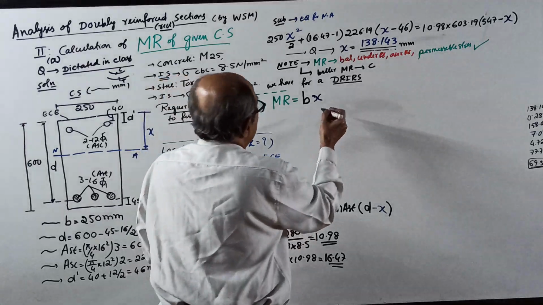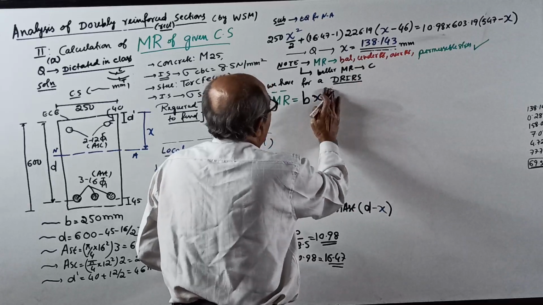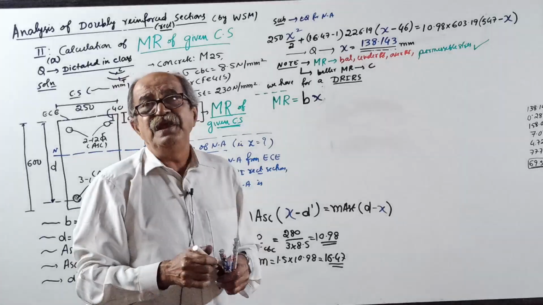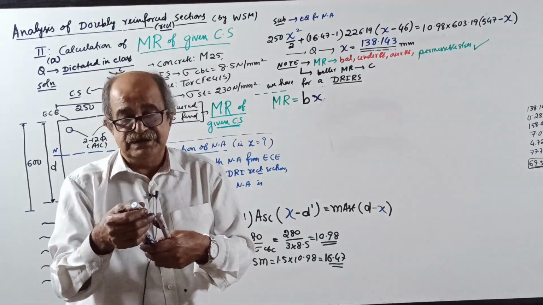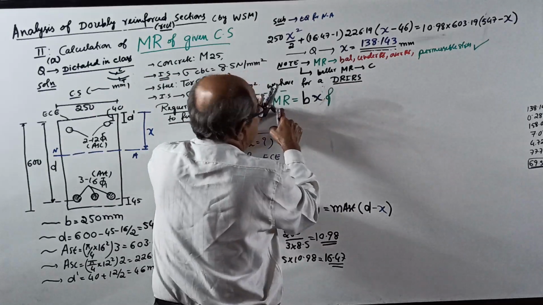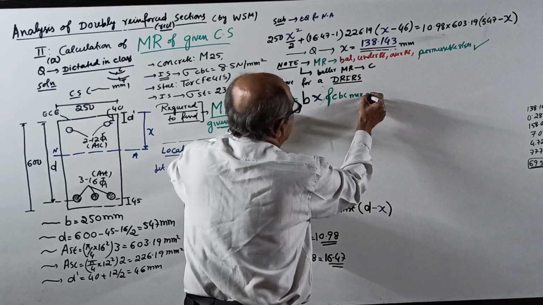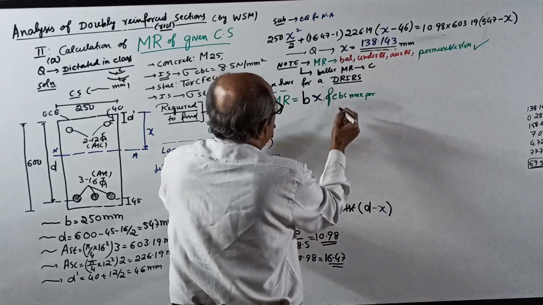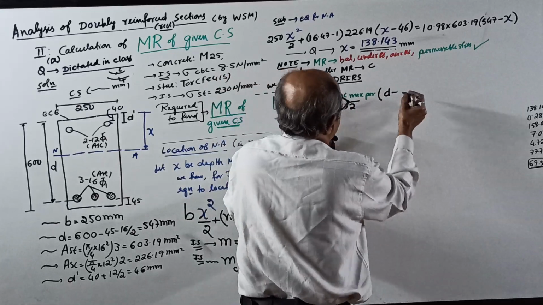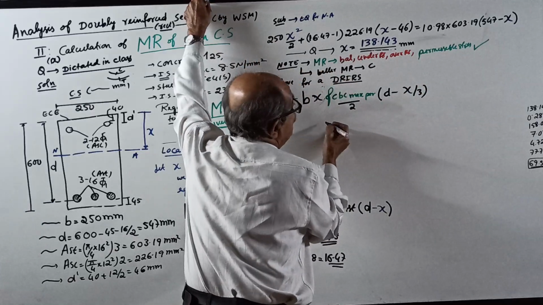Okay. BX into, now see, I am changing it. Whenever you find MR, you should write one thing. Now the stresses you are going to write are the maximum permissible stresses for that cross section. So BX into, the color is green, FCBC max permissible, that's all, divided by 2 into (D minus, once again, X by 3), plus, can I write here?